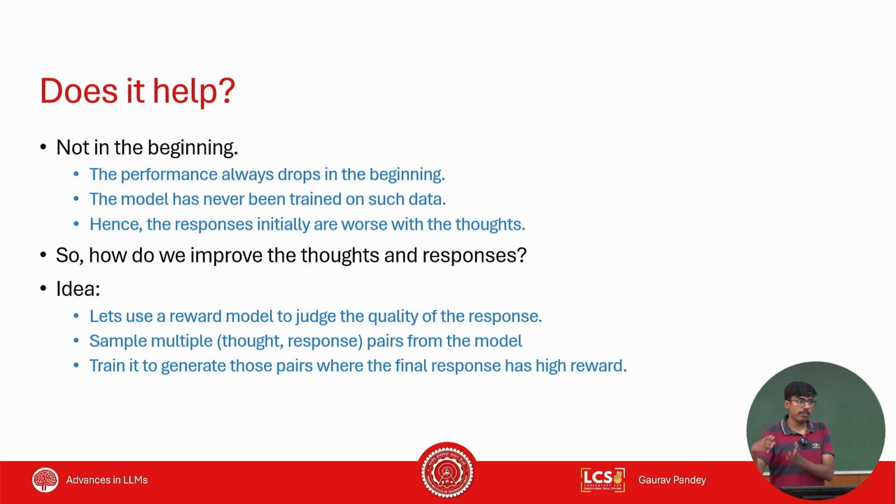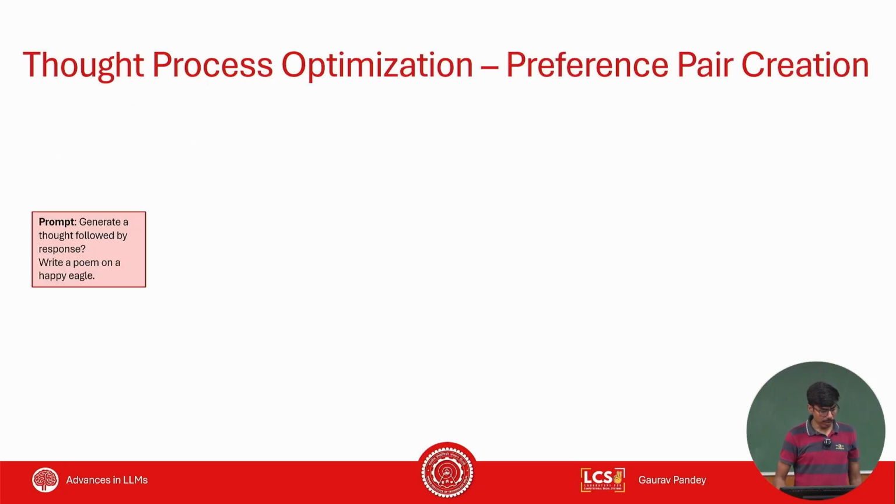If the final response, the final poem, is good, they will say the thought is also good and give a reward of +1 to the thought. Or, since they are using DPO, they will use the corresponding thought also for training. So this is the prompt: generate a thought followed by a response. Write a poem on a happy eagle.